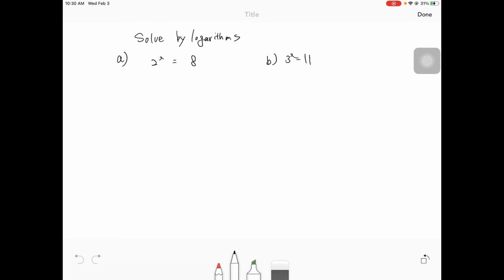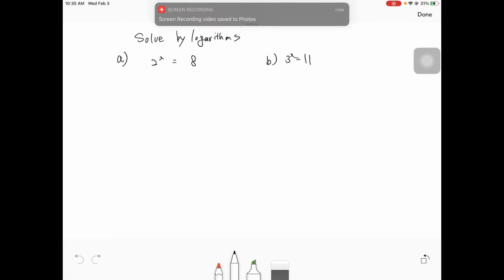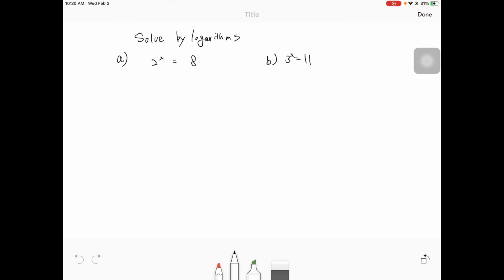2 to the power of x is equal to 8. How would you do that? So actually it looks pretty easy. If you put 3 into x, 2 cubed is equal to 8. So you can solve this question easily. But let's use logarithm this time.